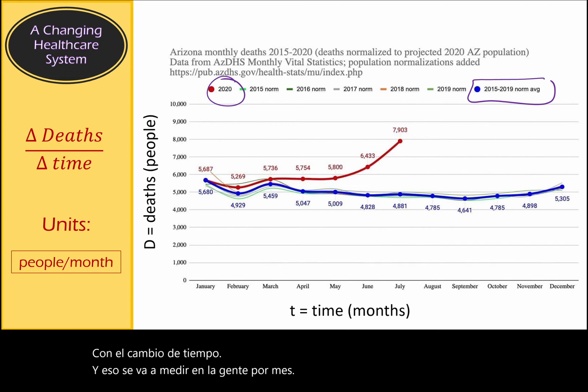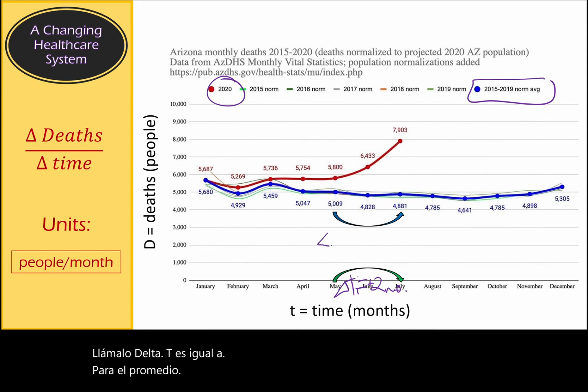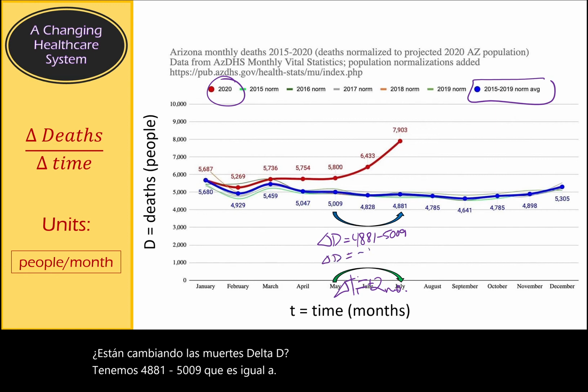So let's say we wanted to investigate this increase in deaths that's occurring from May to July, right? Our change in time, call it delta T, is equal to 2 months. For the average, our change in deaths, delta D, we have 4,881 minus 5,009, which is equal to negative 128.